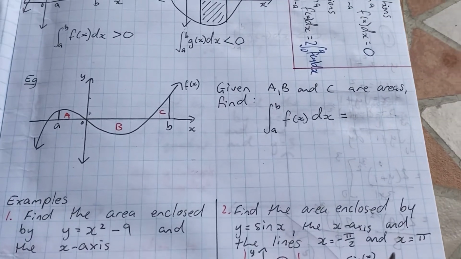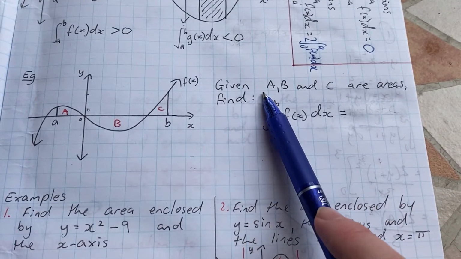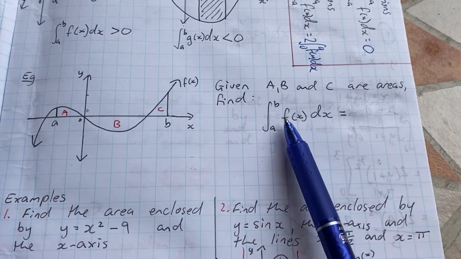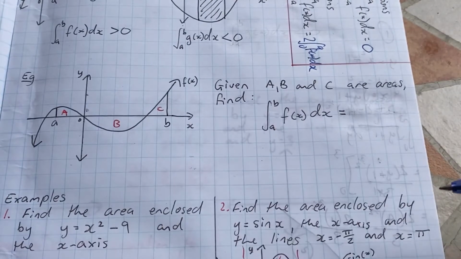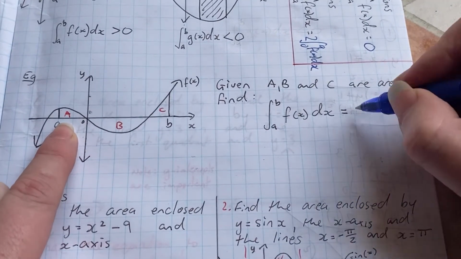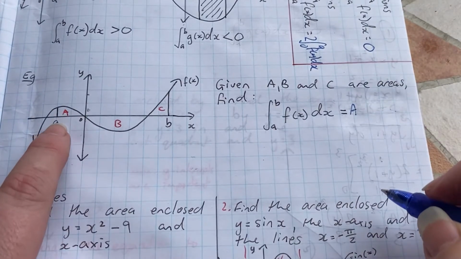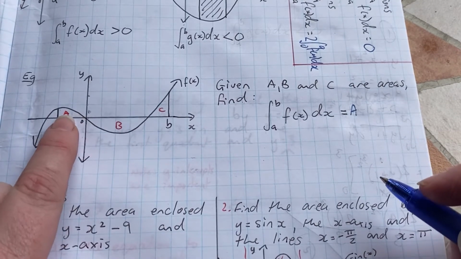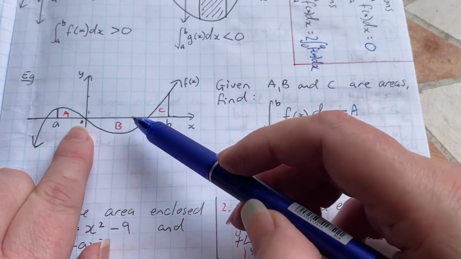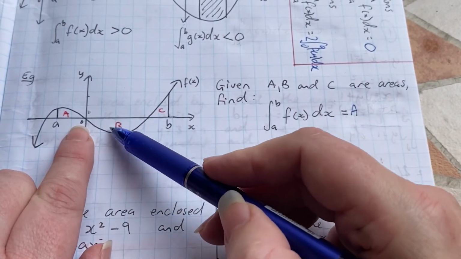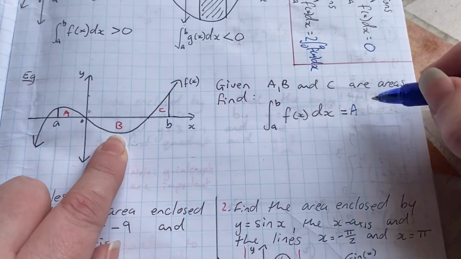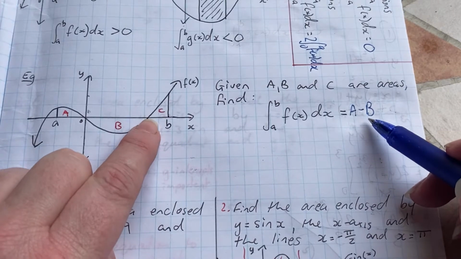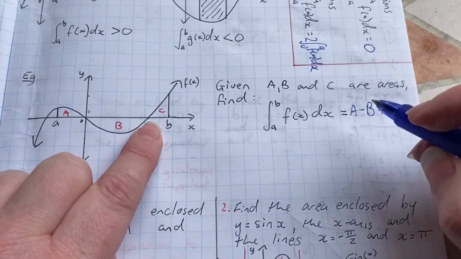So let's have a look at this example. You're asked here, given that a, b, and c are areas, so they're all going to be positives, find the integral from a to b of f of x with respect to x. So what we need to do, a is a positive number, a is an area, so the integral from a to 0, the integral and the area would be the same. The integral from 0 to this point here would be the negative of b. B is a positive area, so we need to minus that. The integral is the negative of b. And then from this point to b is positive, so the integral and the area are the same.